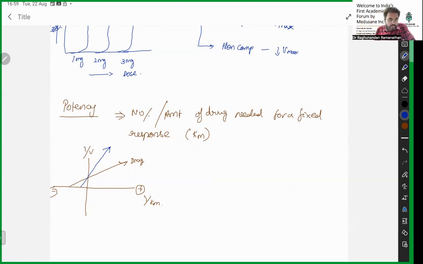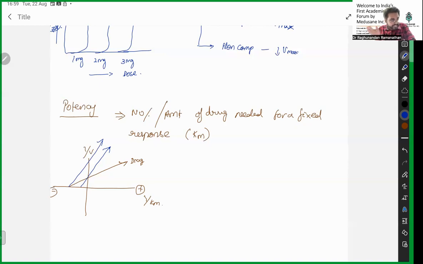Whereas what happens with Km in a non-competitive antagonist? The non-competitive antagonist is not going to change the love. What he is going to do is develop the hatred. So even though you give the same amount of drug, what happens here? Your Km remains the same.